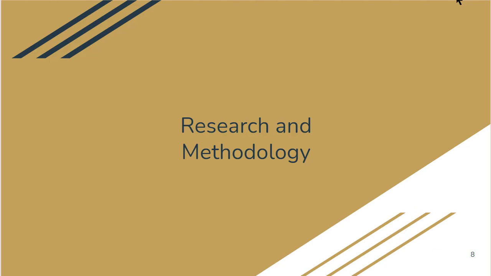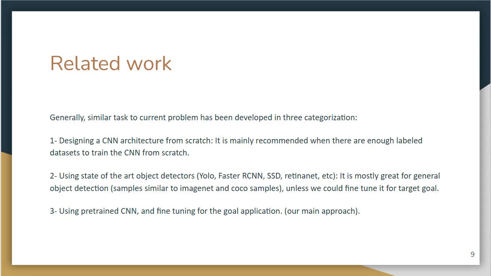Research and methodology. Generally, there are 3 categories for similar tasks. First one is designing a CNN architecture from scratch, which is recommended when there are enough labeled datasets to train the model. Second one is the existing object detectors like YOLO, Fast R-CNN, SSD, RetinaNet, etc., which is mostly great for general object detection unless we could fine-tune it for our target goal. And the third one, which is our main approach, uses pre-trained CNN and fine-tuning for the goal application.